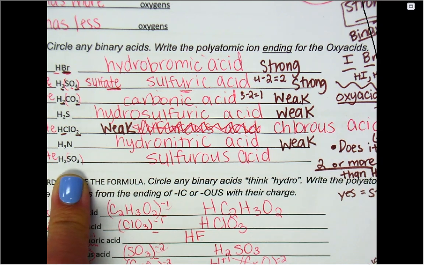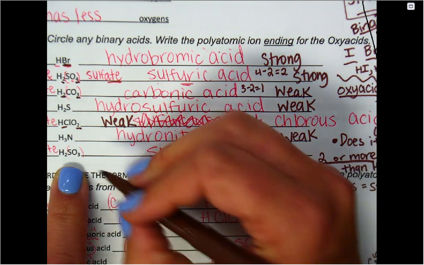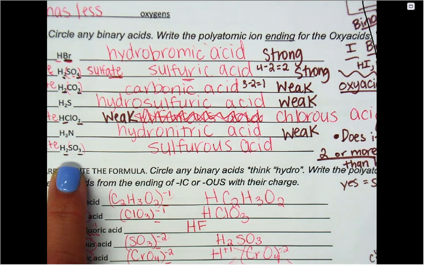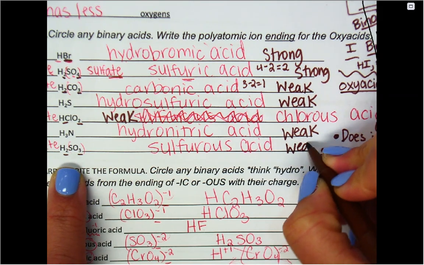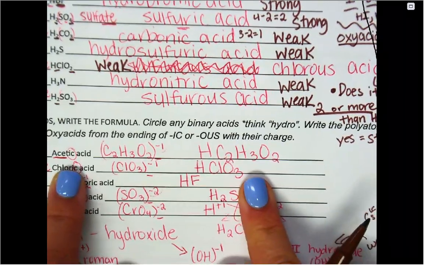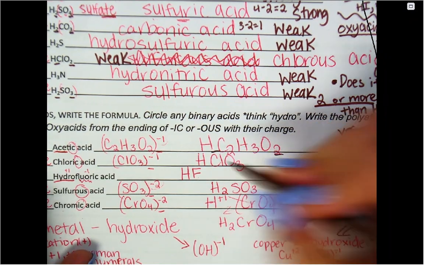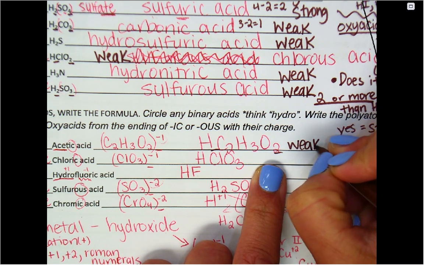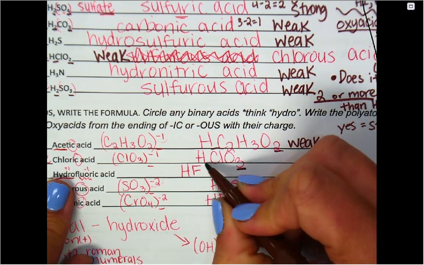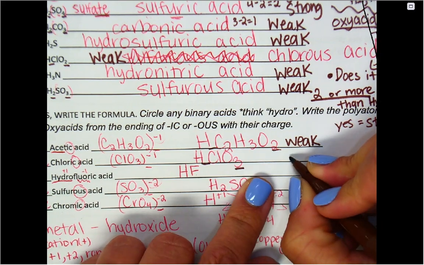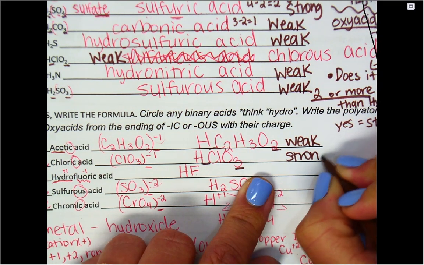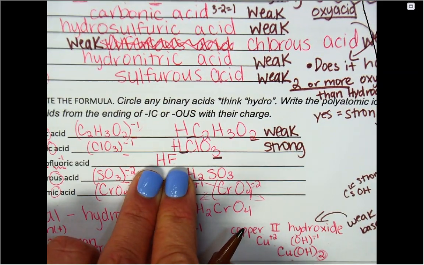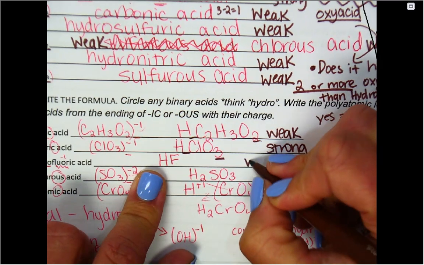All right, sulfurous acid. So we have 3 minus 2. That is 1. So is that one weak or strong? Weak. Okay. Down here, acetic acid. We have 2 minus 1. That one is also weak. Good. And then we have 3 minus 1. That means 2. So that's strong. How about hydrofluoric acid? Is that part of I bring clay? No, so this one is weak.